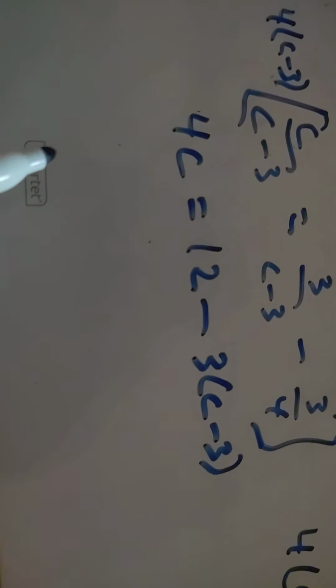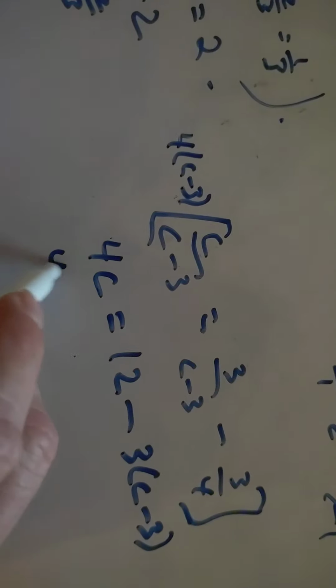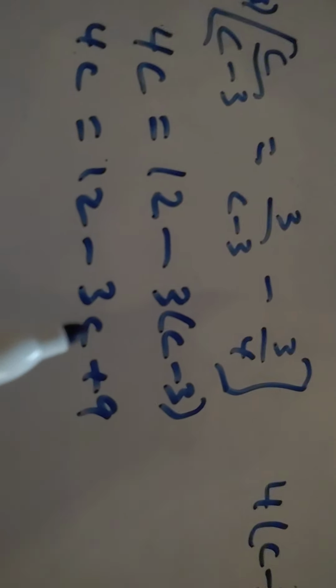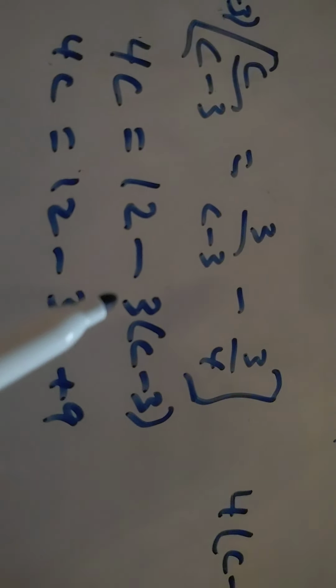Okay, next. Let's use a distributive property here to get rid of those parentheses. So I'm going to write 4c equals 12 minus 3c plus 9. Make sure you don't get a sign error. What's a negative 3 times c? Negative 3c. What's a negative 3 times negative 3? Positive 9.